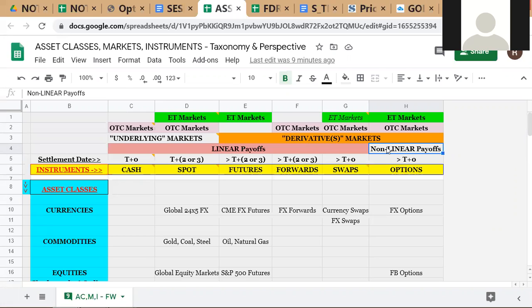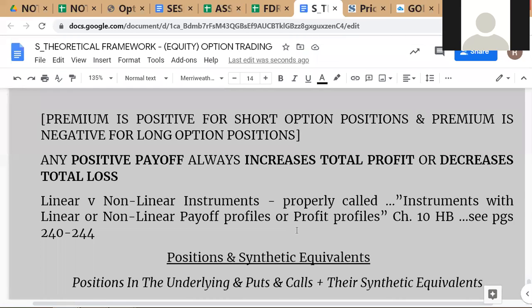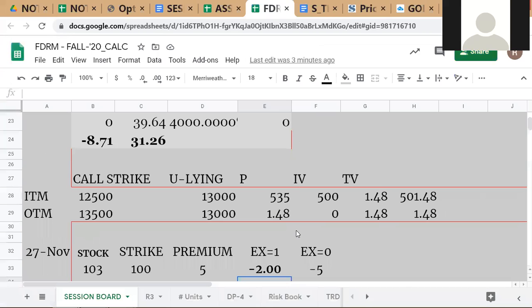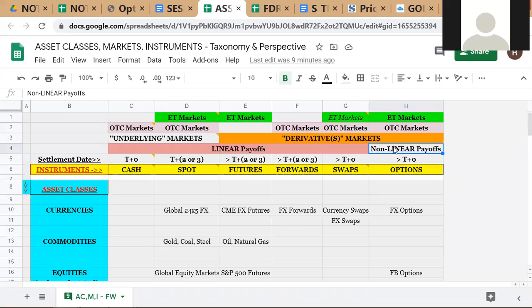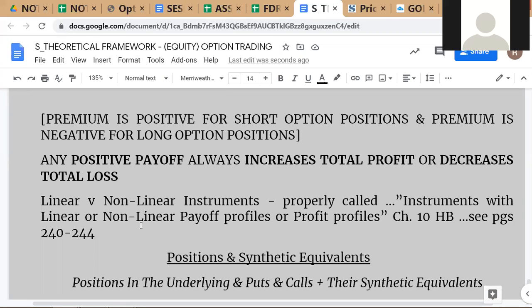Now, what was the meaning? I didn't explain this when I first showed you this diagram because we had not come to the point where we would be able to explain it. Now we can explain what is meant by linear. So that's what I've written here. I said linear payoffs and non-linear payoffs. Since these are instruments, you can say these are instruments with non-linear payoffs, instruments with linear payoffs. So that's what I've tried to clarify here.